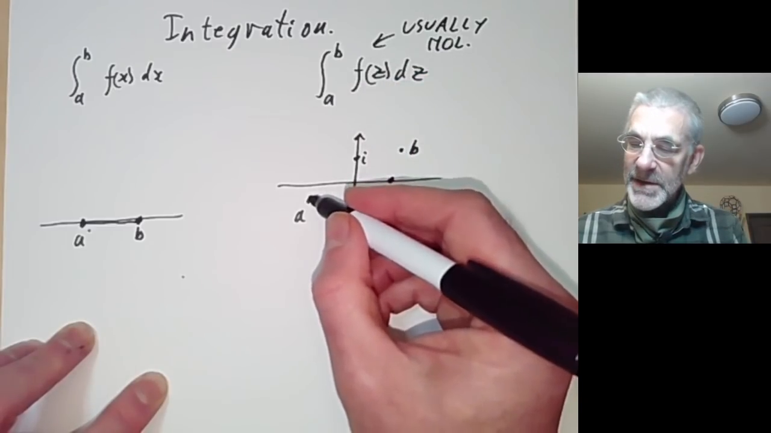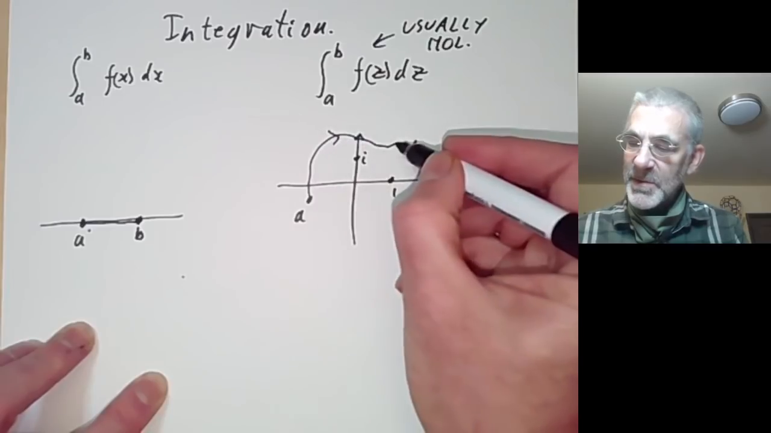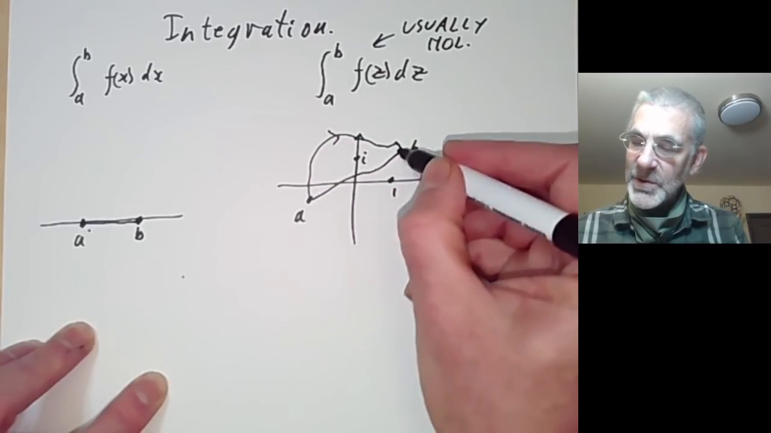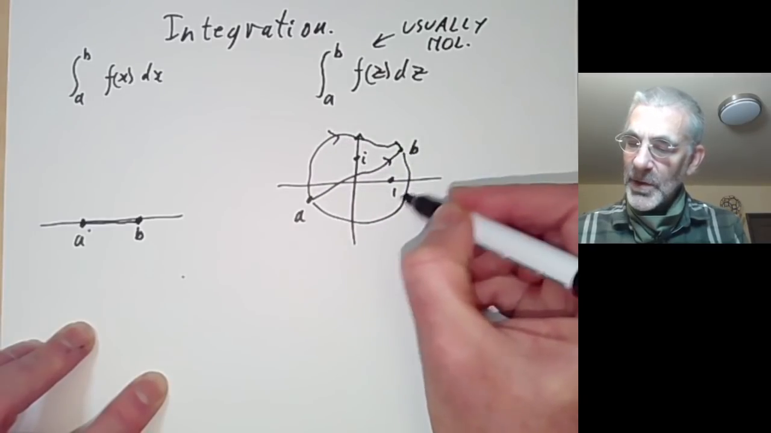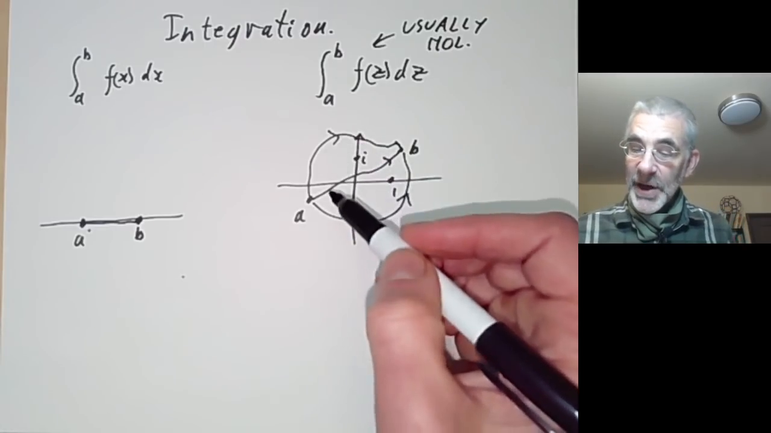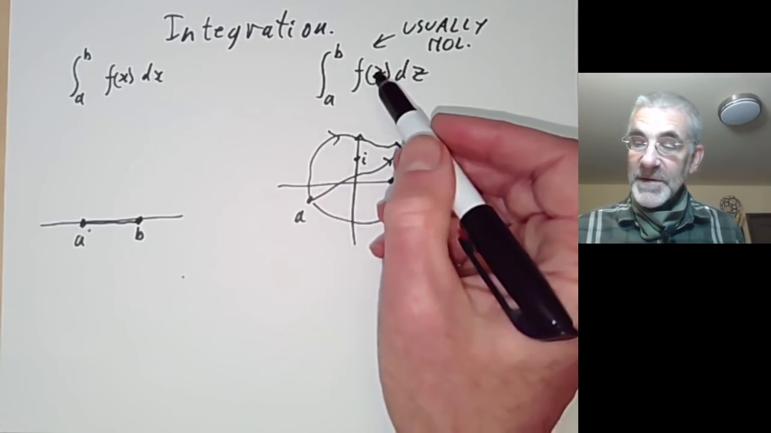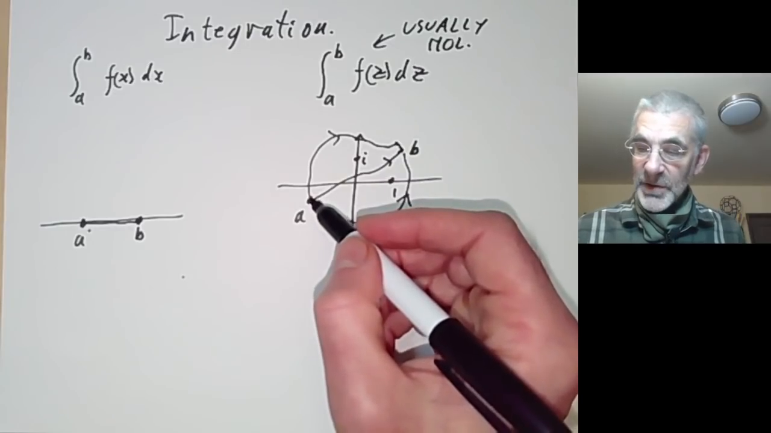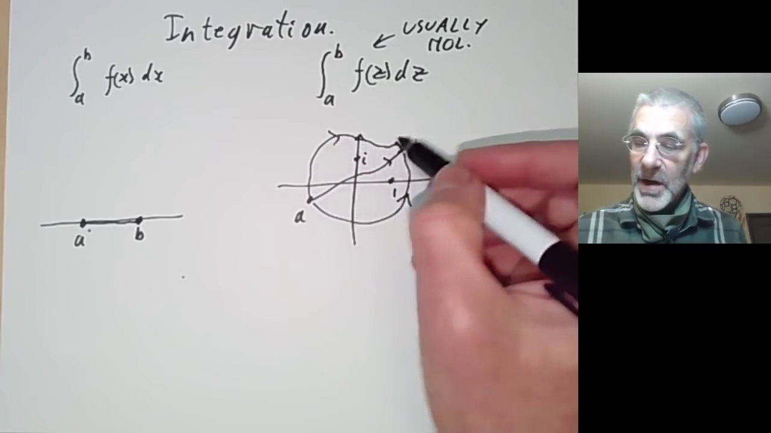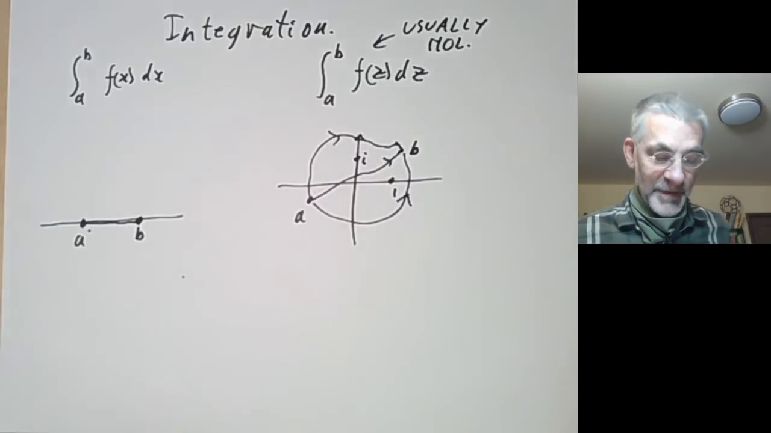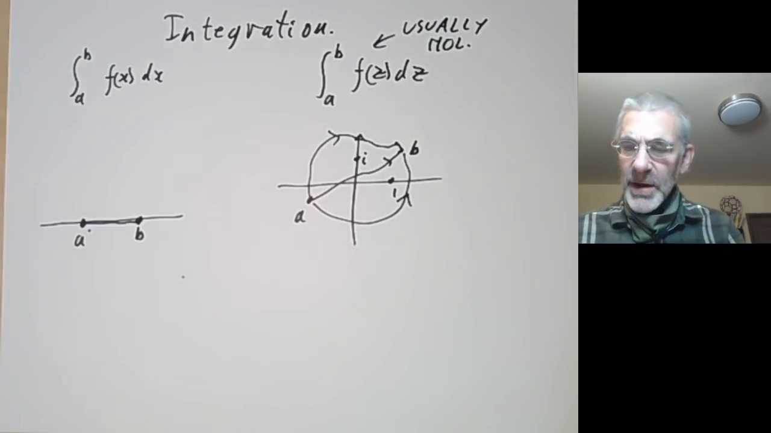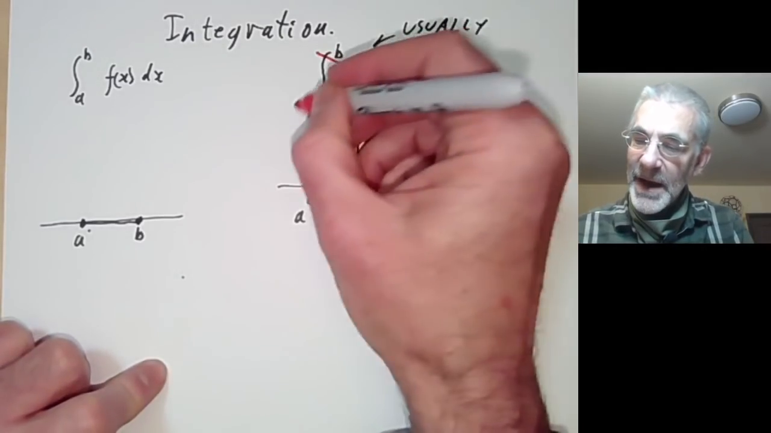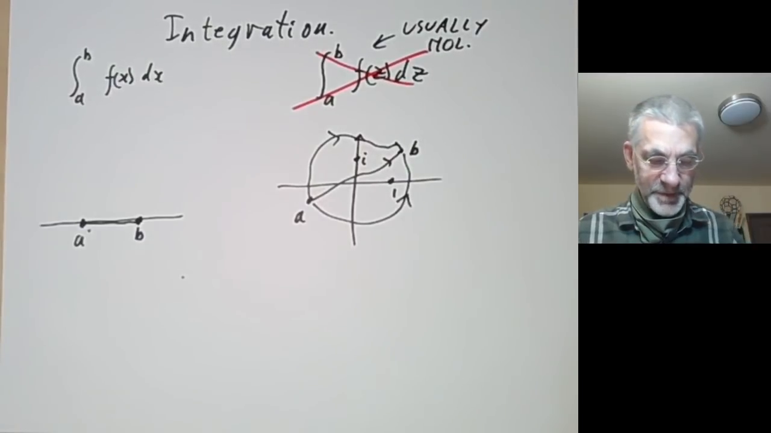And the trouble is there are lots of different paths between A and B. So we could go like that, or like that, or like that. And in general, even if f is holomorphic, the value of the integral from A to B will depend on which path we take from A to B. So we can't really define the integral from A to B of a complex function.